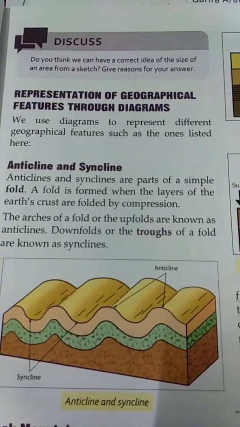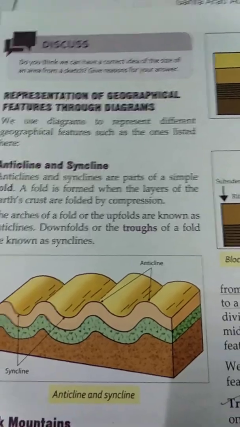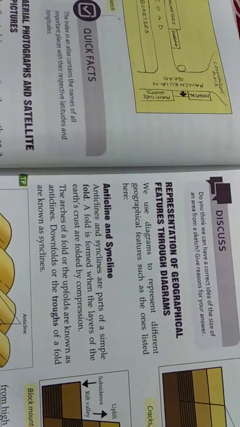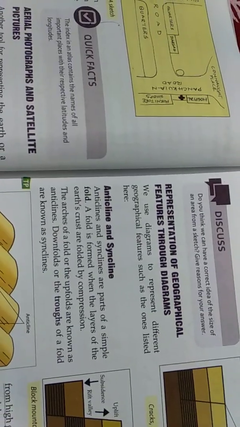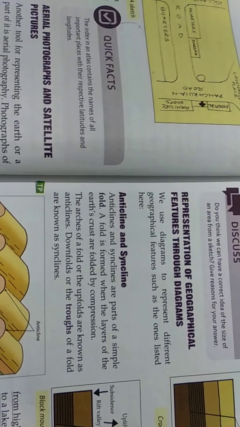Today we will start the new topic in geography, that is representation of the geographical features through diagrams. Now here we will know about two types of formations, that is anticline and syncline. What is anticline? Anticlines and synclines are the parts of simple folds.